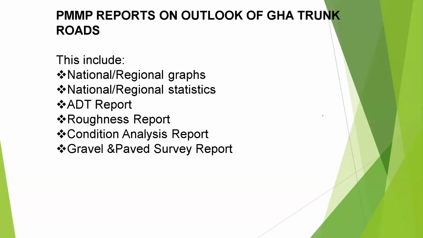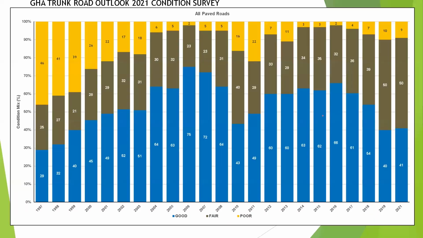Okay, so now I want us to look at the PMMP and the outlook of trunk roads in Ghana over the years. So when you look at this chart, it starts from, it's almost 3 decades now, the PMMP came into existence from 1997, rollout 1997, and now 2024, 29 years, 1995 to 2024. It's about 30 years now.